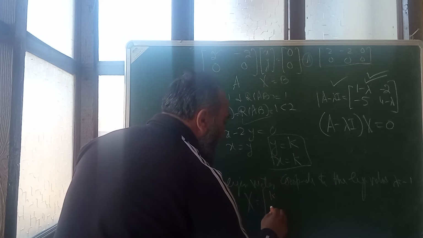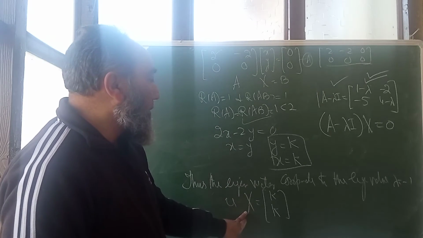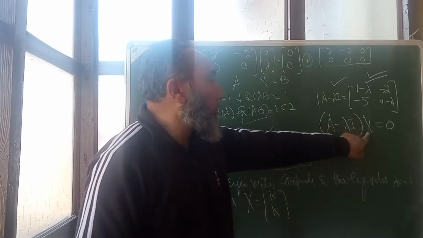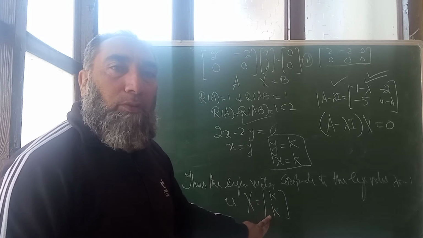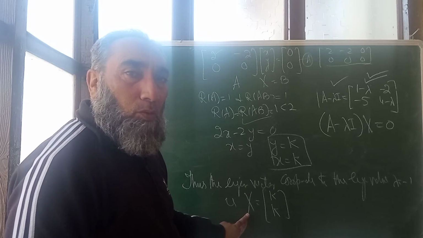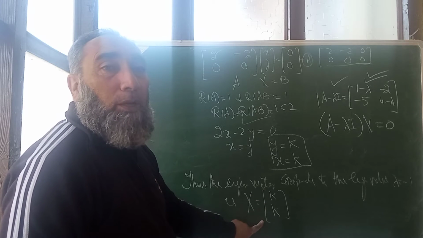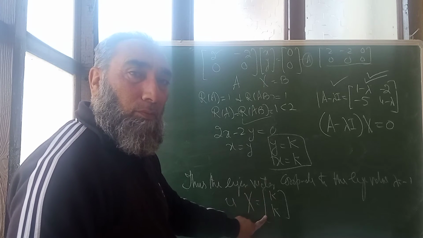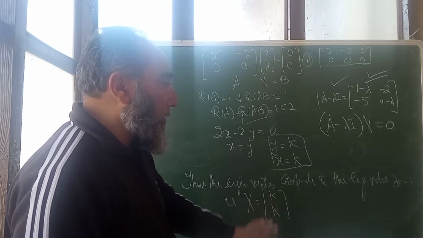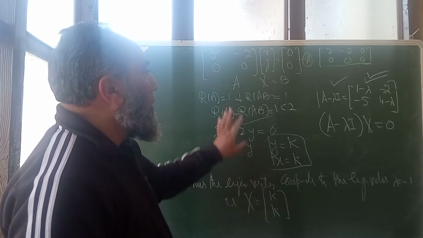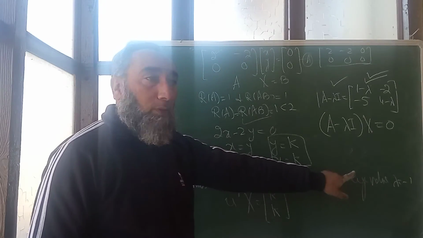X is said to be an eigenvector of a square matrix A if it satisfies this equation: (A - lambda I) X equal to 0, means this into X equal to 0. For different values of k, you will get different values of this X. [0 0] is also a solution, but we have to find the non-zero values. K is 1, 2 and so on. Okay. So this is the eigenvector corresponding to the eigenvalue lambda equal to -1.